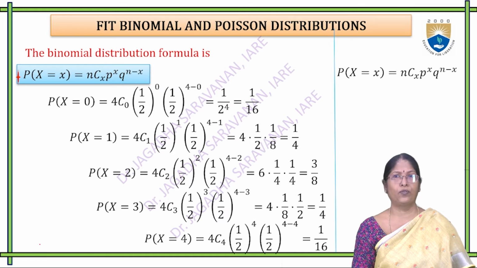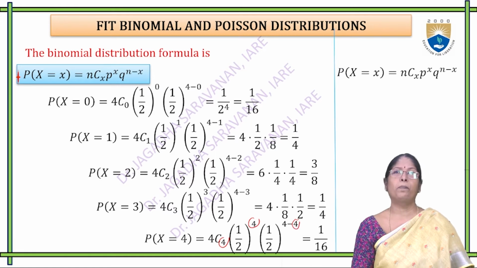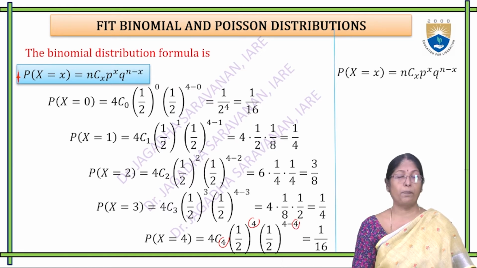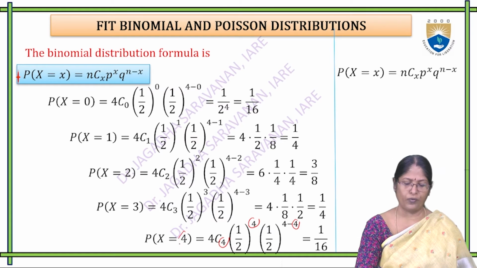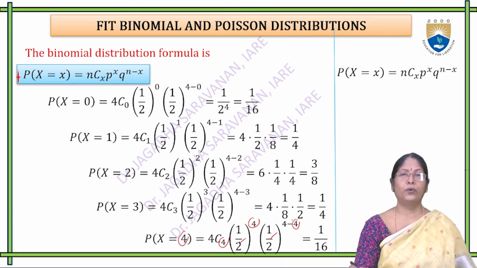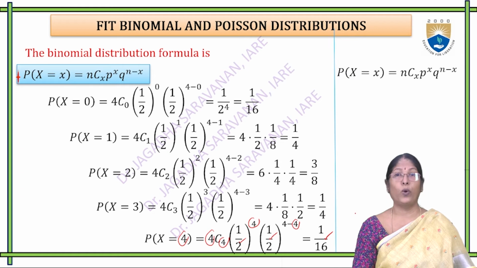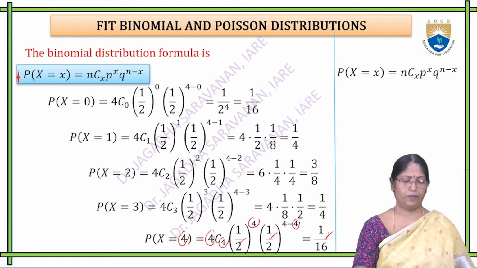The last one, when x equal to 4. When x equal to 4, the 3 places where x is, it is replaced by the value we have taken, 4. P and Q are the same, 1 by 2, and n is 4. The probability when x equal to 4, the result we obtained, is 1 by 16.